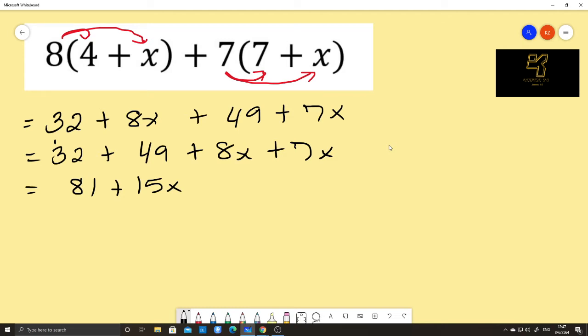Or you can write it as 15x plus 81. This is the proper way of writing the correct answer, with the variable first before the constant. When we say constant in algebra, those are the numbers without variables or without letters. That is always the last one.